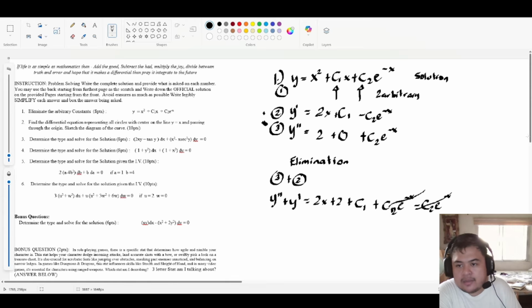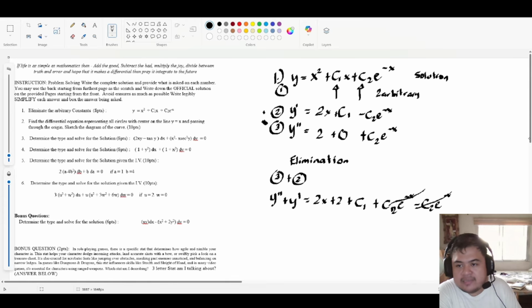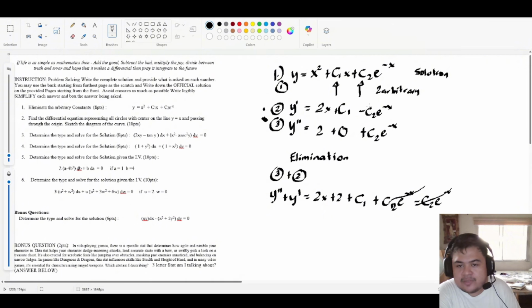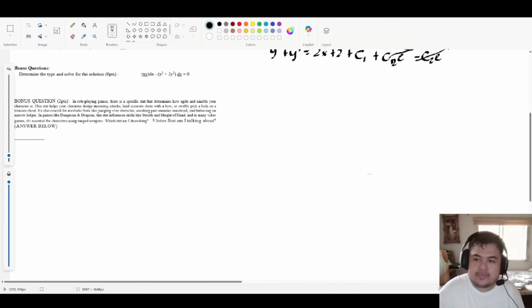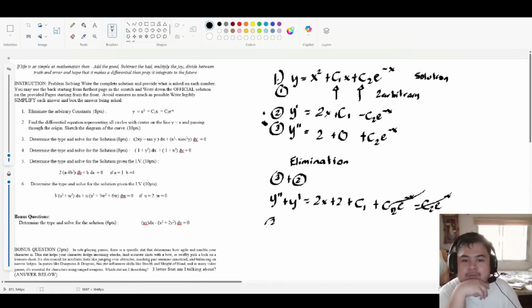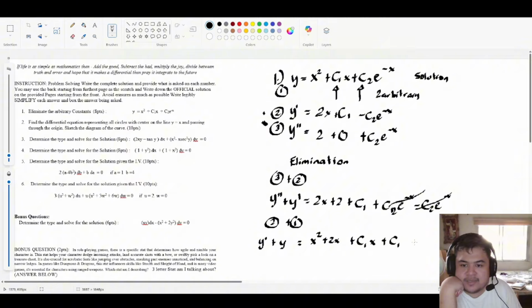Now, in this case of the elimination method, because we have 3 equations and 2 constants, we're going to do it twice. So, equation 2 and equation 1. When you add those, y prime plus y is equal to x squared plus 2x plus c1x plus c1, then c2 minus c2, so e to the negative x will be 0. So that's the idea.